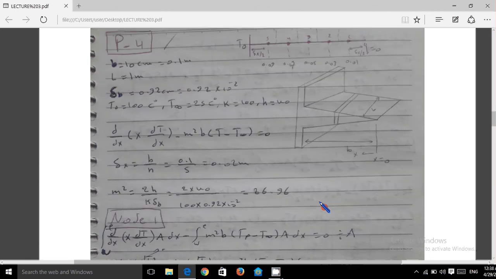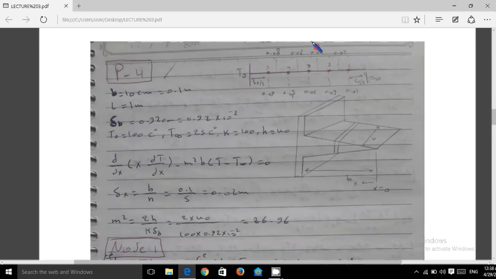First, as I told you, I will convert the units to meters, and I will find delta x. Delta x is equal to the length of the bar over the number of nodes. The number of nodes here I choose as 5, and you can change it to whatever you want. It's equal to 0.02. Then I will divide the bar as you see. This is node 1, 2, 3, 4, and 5.